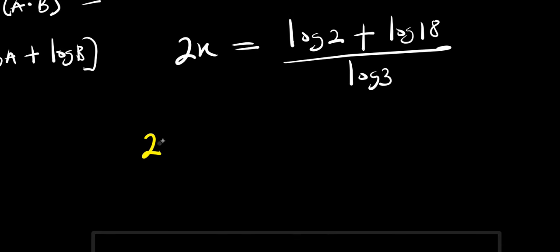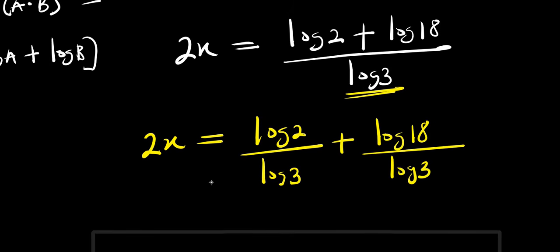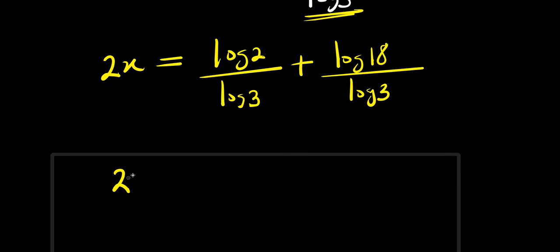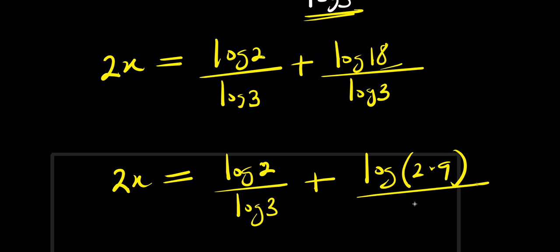So from here, we have 2x equals log 2 divided by the common denominator, log 3, plus log 18 divided by log 3. So I have 2x equals log 2 divided by log 3 plus, 18 is simply 2 times 9, we have log of 2 times 9 divided by log 3.